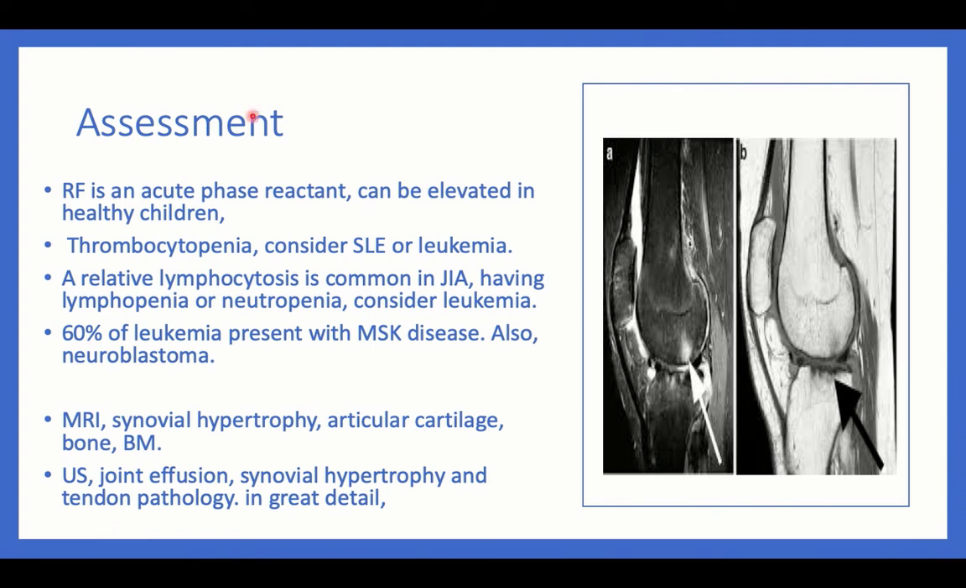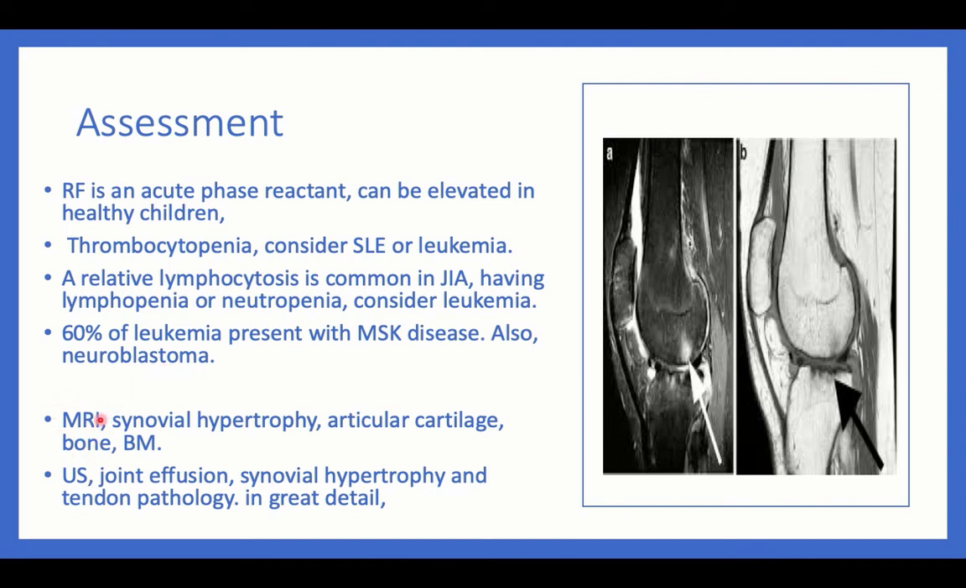So how to assess? Be aware, as we have mentioned, rheumatoid factor is an acute phase reactant. It's not conclusive. You should interpret it cautiously. It can be elevated in healthy children during intercurrent illness. Thrombocytopenia or neutropenia is not usually a feature of JIA, and you should consider other causes like systemic lupus and leukemia. Relative lymphocytosis also is common with JIA, so with lymphopenia or neutropenia, you should consider other diagnoses like leukemia. 60% of leukemia cases present with MSK manifestations. Also, neuroblastoma is very commonly associated with bone pains and joint manifestations.